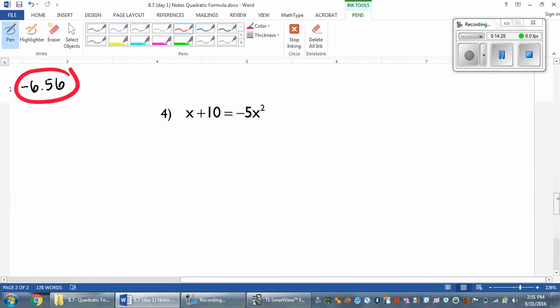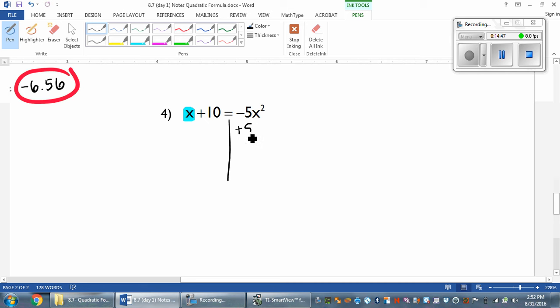Again, ask yourself, do you have a linear term? And hopefully your answer is yes. So from here, you have to get it equal to 0. Where do we want everything to end up? Well, look at your quadratic term. It's negative. Do we want it to be negative? No. So I have to move everything to the left.